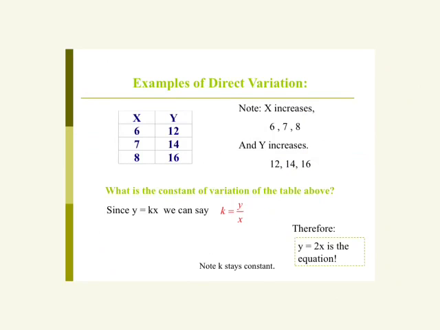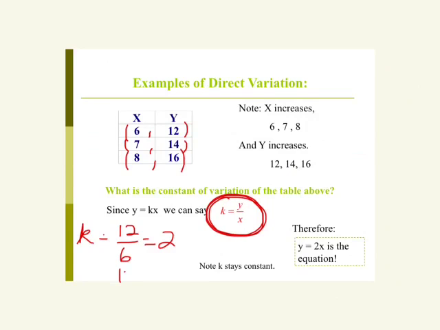So, if we take a look at a direct variation, we have a table of values. Think of these as ordered pairs. In a direct variation, we find k, or that constant, by taking the y divided by x that's paired with it. So the k would equal, in this case, 12 divided by 6, which is 2.